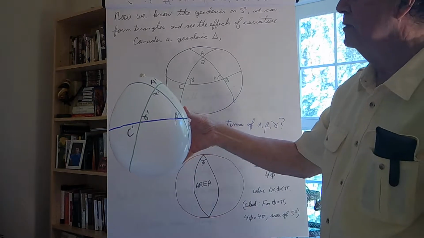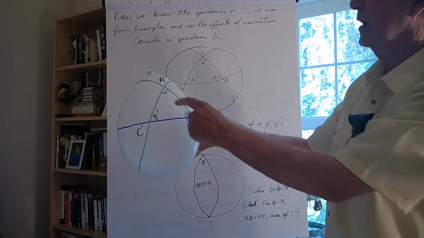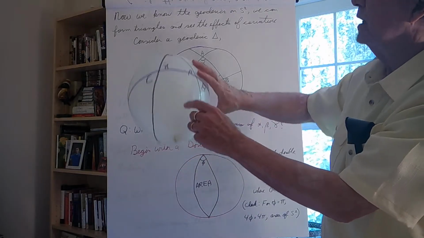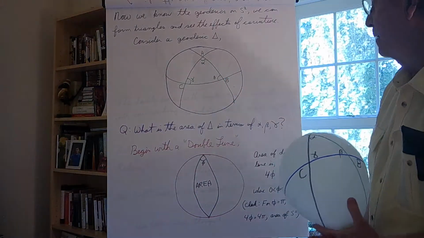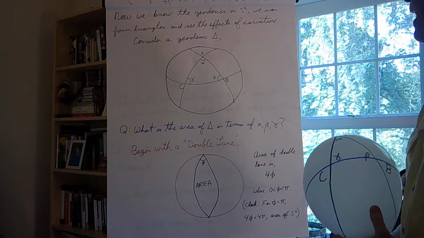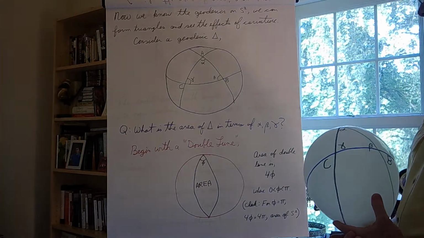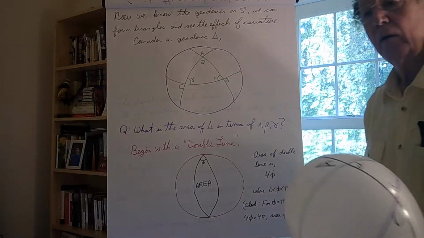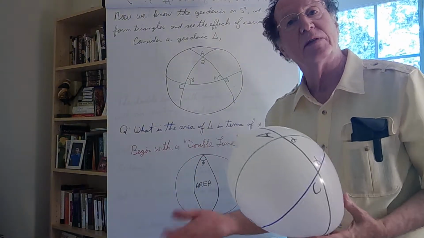Okay, beta prime is beta, gamma prime is gamma. And for example, the properties of this triangle are the same as the properties of that triangle. So the first question I might ask is, what's the area of the triangle in terms of alpha, beta, and gamma?